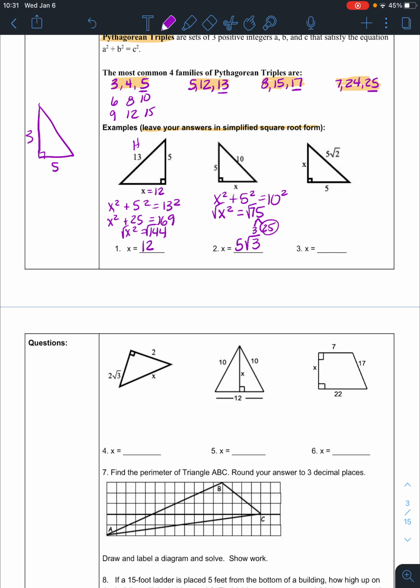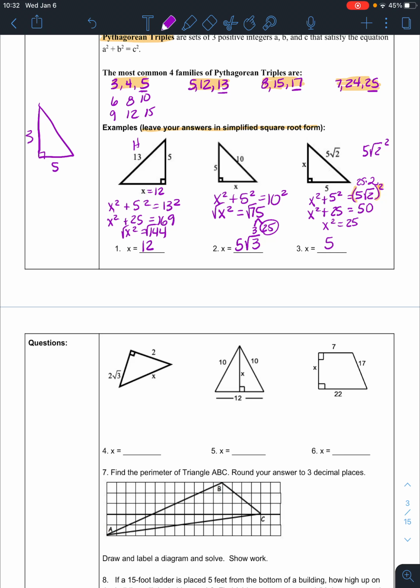Then with number 3, I've got x squared plus 5 squared is equal to 5 root 2 squared. This is important right here, putting this in parentheses and squaring it. If you just write 5 root 2 squared, now you may do it right, but it's written wrong. That only means that you're squaring the root 2 and not the 5. So we have x squared plus 25 is equal to, if you square the 5, you get 25. If you square the root 2, you get 2. And when you multiply those together, you get 50. Subtract 25 from both sides, and you get x squared is equal to 25, or x is equal to 5.